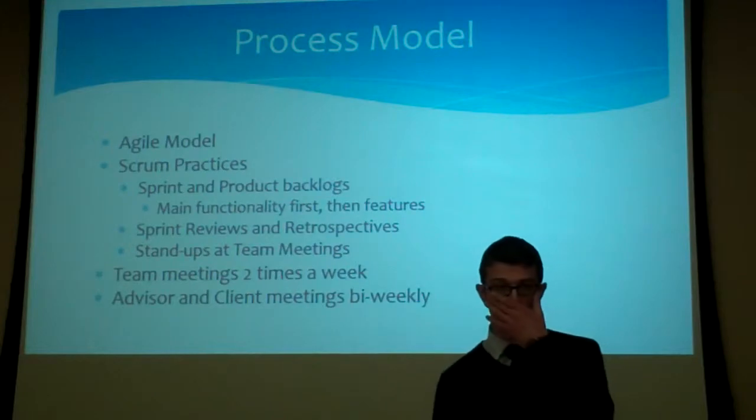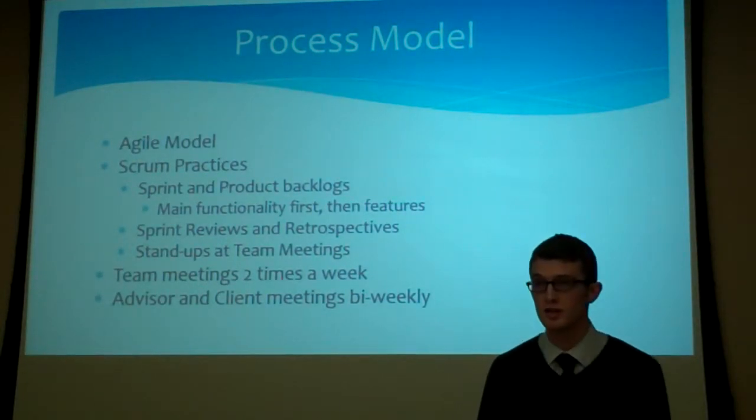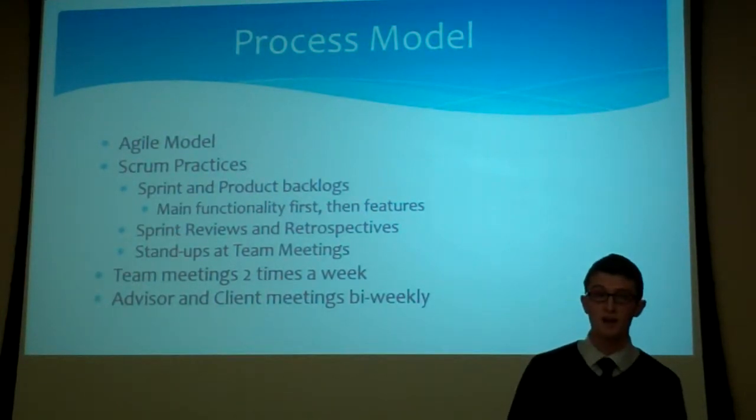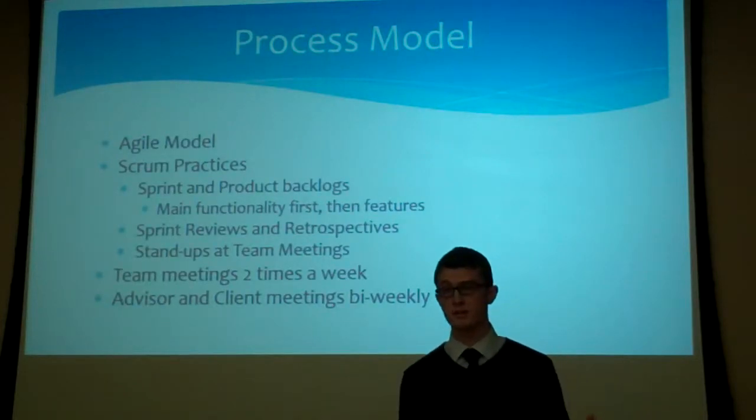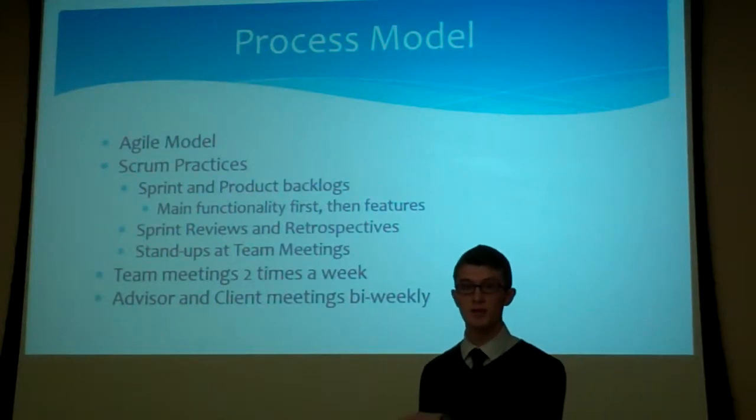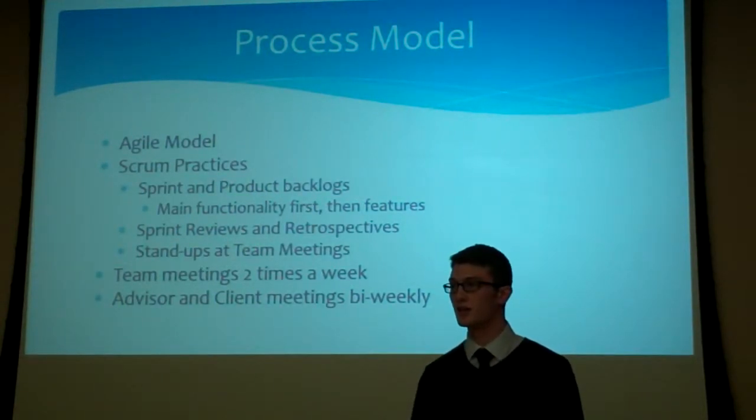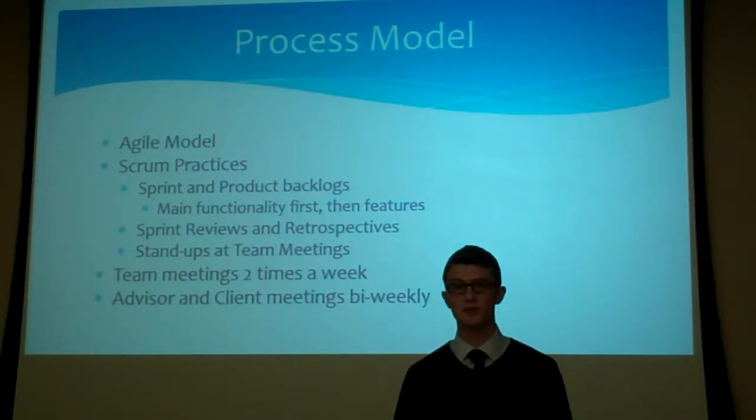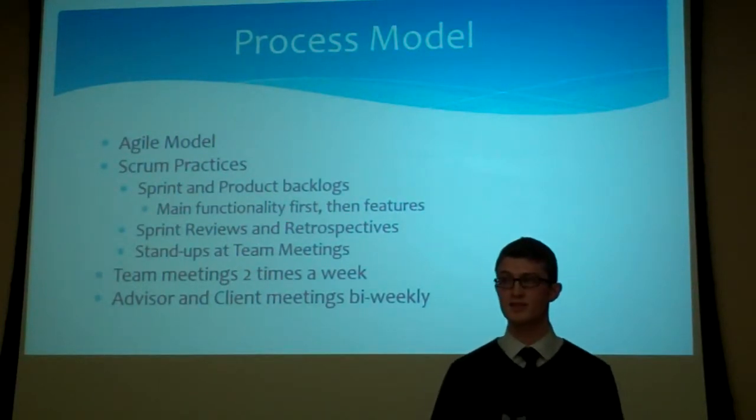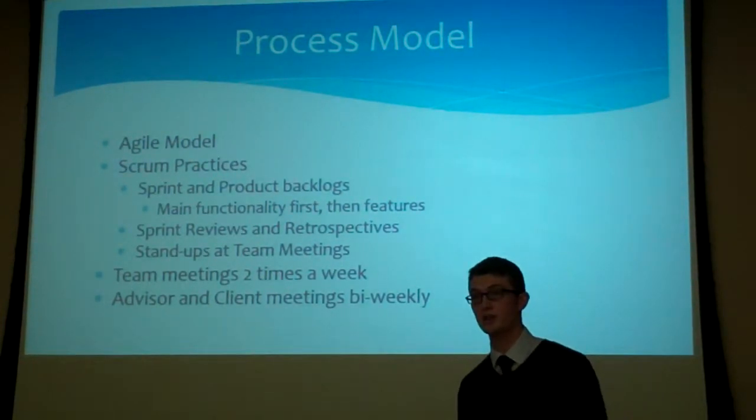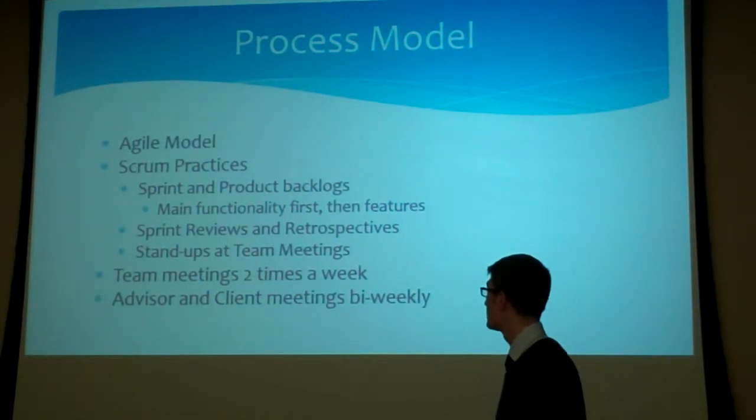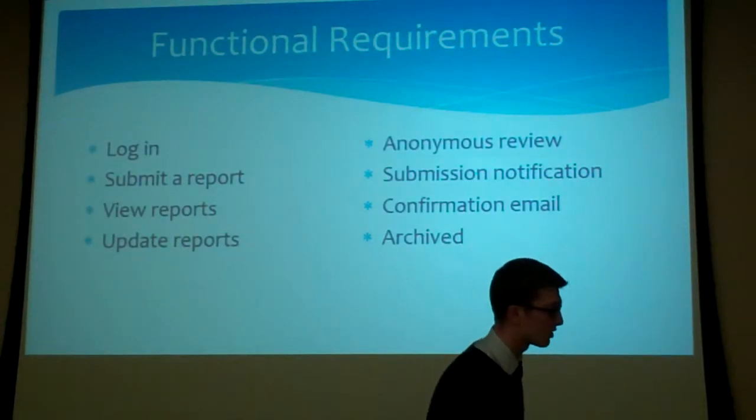So our process model, we're going to be using your standard agile model, with some Scrum practices, specifically that we're going to be using our sprint and product backlogs. Since this is a completely new product for them, we'll start out by developing the essential functionality first, and then with succeeding iterations, we'll add on the features that are requested. We'll do sprint reviews and retrospectives, as well as stand-ups at our team meetings, which are going to be done twice a week, as well as client and advisor meetings, which are bi-weekly. So I'm going to turn it over to Jazz to talk about requirements.